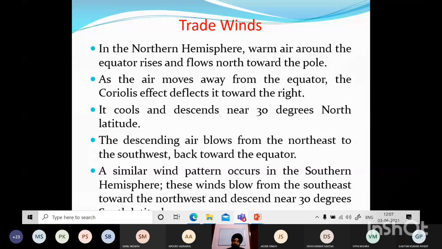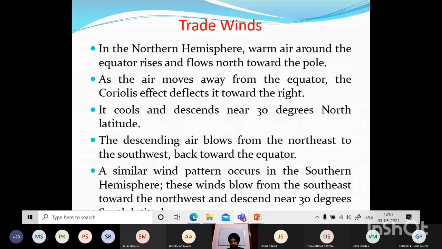So as the air moves away from the equator, the Coriolis effect deflects it towards the right. ये भी हमने पढ़ा था. So as this air is getting deflected towards the right, and then it is rising also. And rising means it will get cooled. So part of this air which gets cooled, starts descending back near 30 degrees. So up to 30 degrees it goes, and then it has become cool enough. It has no rising capacity, so it starts descending. It starts coming down.